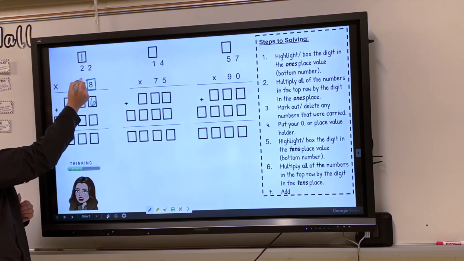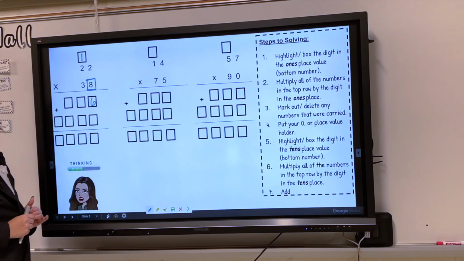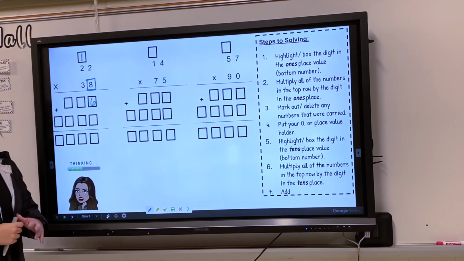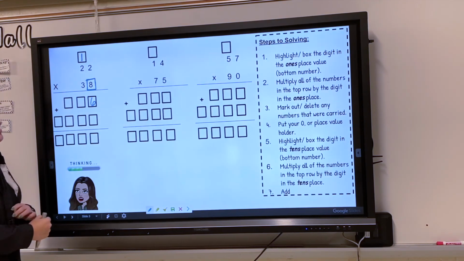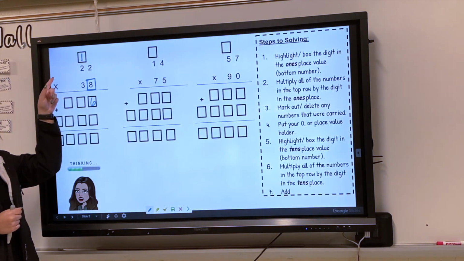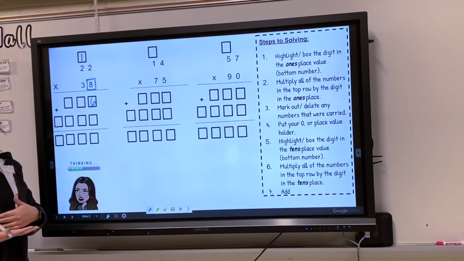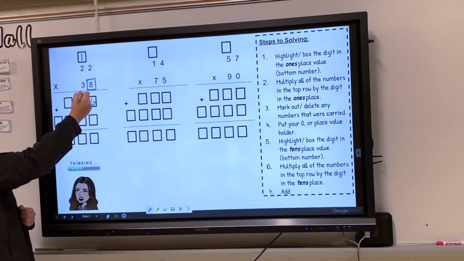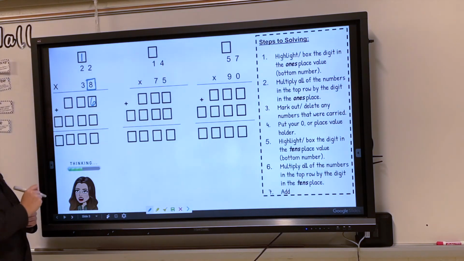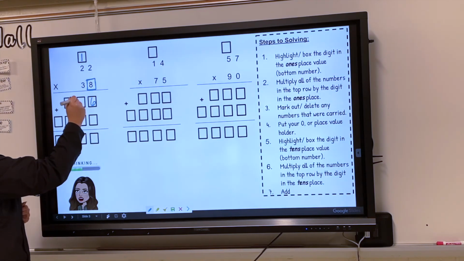Now I need to do 2 times 8. Again, 2 times 8 is 16, but I have this 1 at the top. Remember, you should have learned this, I think last year. When you have a number at the top with multiplying, you add it. So 2 times 8 is 16, plus 1 is 17. So I put my 7.